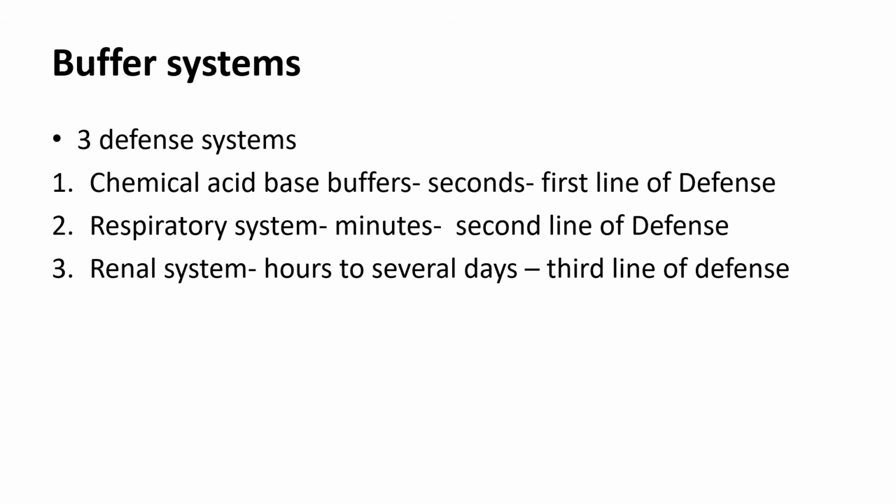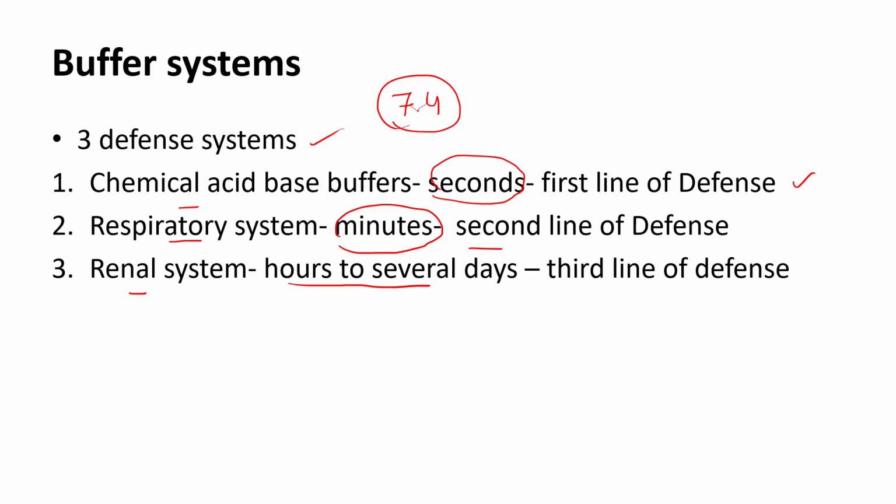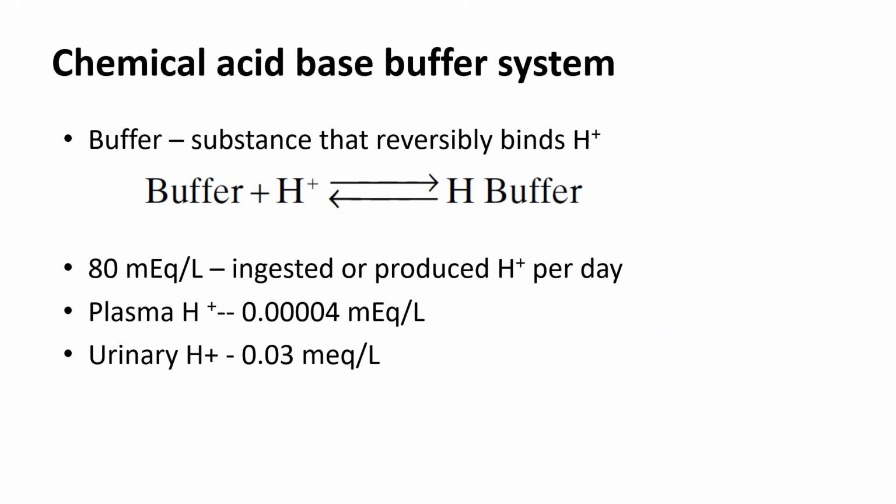And to maintain this pH at a constant range of 7.4, our body has three defense mechanisms called buffer systems. One is chemical buffer, two respiratory buffer, and three renal buffer. Chemical buffer acts within seconds and it is called the first line of defense. Respiratory buffer acts within minutes, second line, and hours to days is by renal, and that is the third line of defense. So coming to the chemical acid base buffer system.